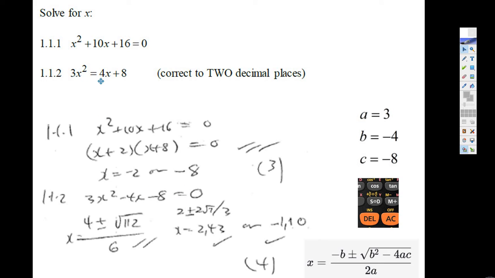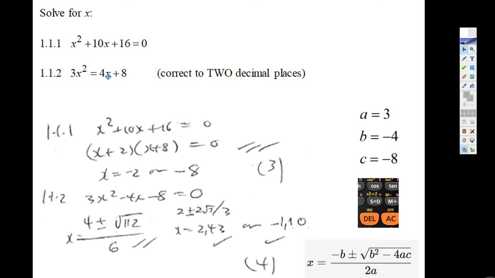Okay, well here we have 3x squared equals 4x plus 8. Correct to two decimal places. That's a bit of a hint, and also that it's worth 4 marks is a bit of a hint that you have to use the quadratic formula. It's just not going to factor.